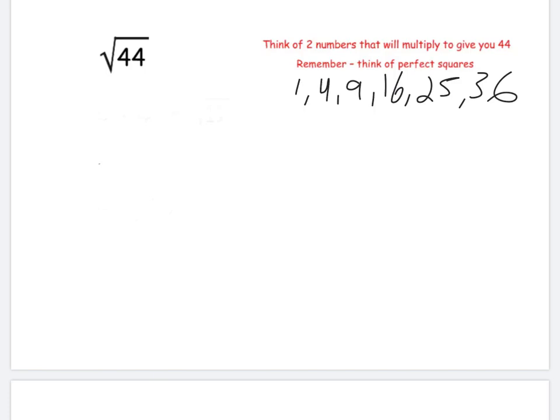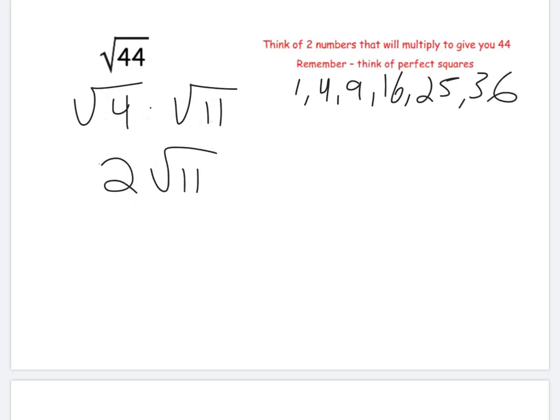So I could say that the square root of 44 is the same thing as the square root of 4 times the square root of 11. One of those two things we know we can do, the square root of 4. The square root of 4 is 2. So my answer here, simplified, would be 2 square roots of 11.